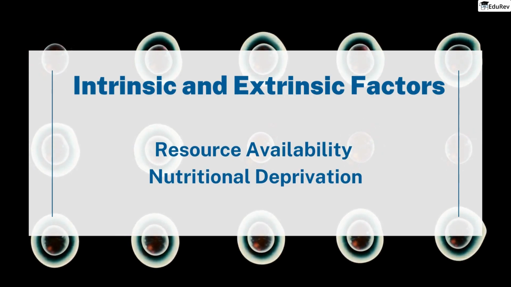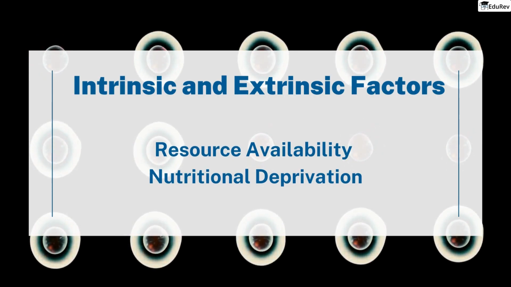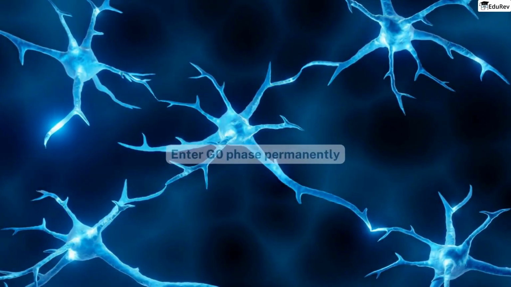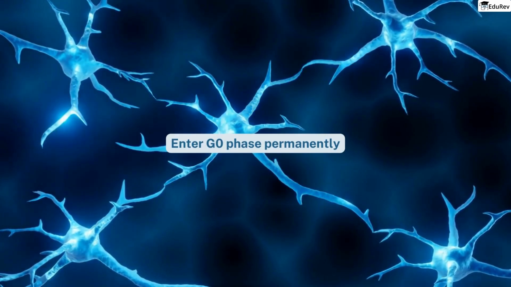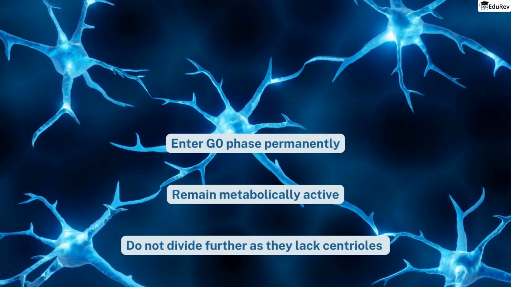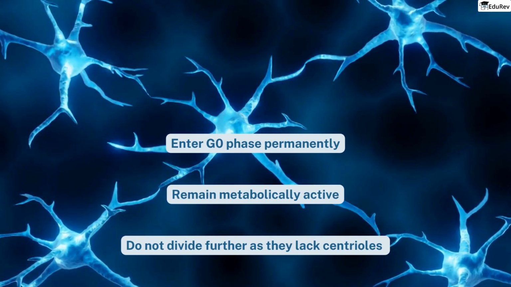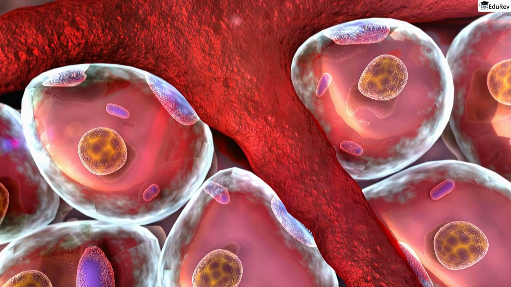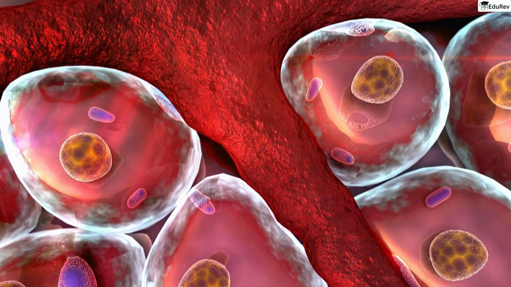Let's discuss an example to make the G0 phase clear. Nerve cells are the example of cells which enter G0 phase permanently. They remain metabolically active but do not divide further in their entire life cycle as they lack centrioles. So, now you know what happens when a cell stops dividing.